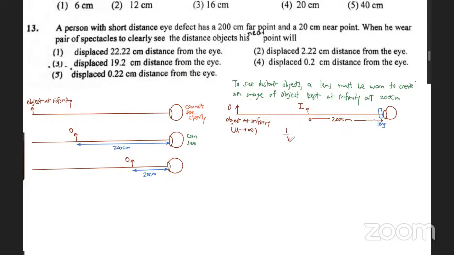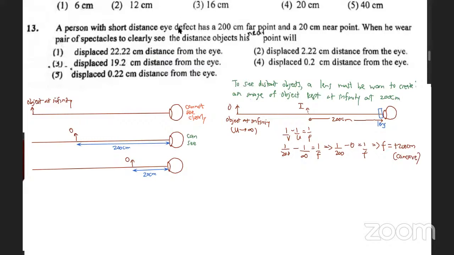If you apply 1 over v minus 1 over u equal to 1 over f, 1 over v is 1 over 200 minus 1 over infinity, equal to 1 over f. So that is 1 over 200 minus 0 equal to 1 over f. That means what is f, people? f is equal to plus 200 centimeters. So it's a concave lens of 200 centimeters.